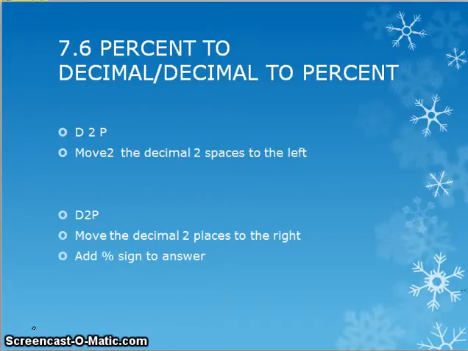So again, today we're going to be working on 7.6, percent to decimal and decimals to percent, and how to convert them back and forth. And actually, you're going to be working with fractions too. Okay, so for the first one, this is for a percent to a decimal. This is P to D.